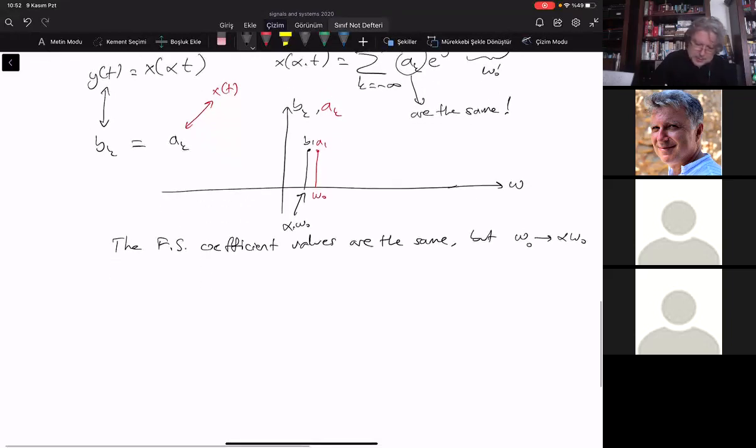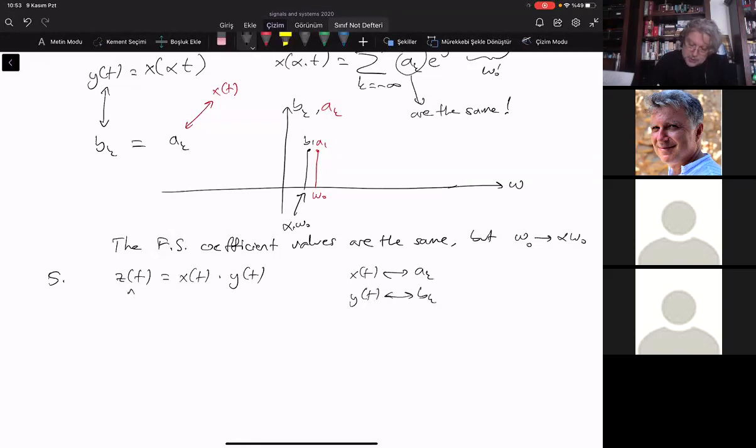Okay, now let's proceed with the fifth property. Multiplication property. Let's say that z of t is equal to x of t times y of t. That's a strange thing. Of course, I'm assuming that x of t and y of t have the same period, the same fundamental frequency. And x of t has Fourier series coefficients a_k, y of t has Fourier series coefficients b_k.